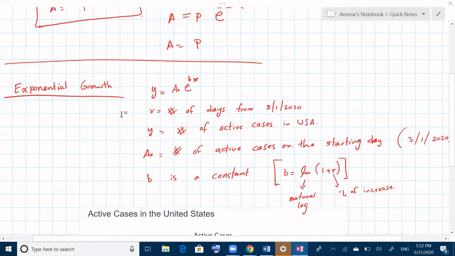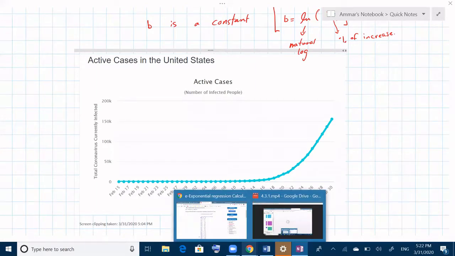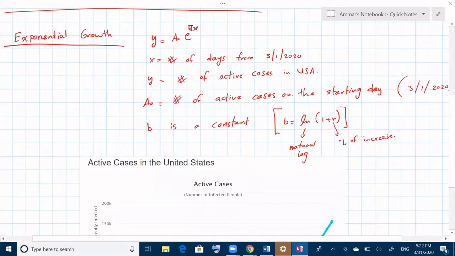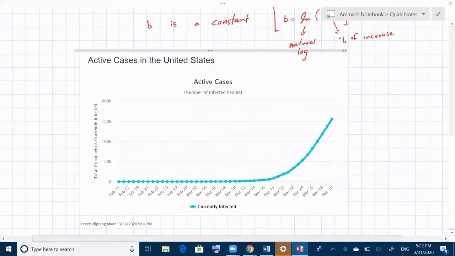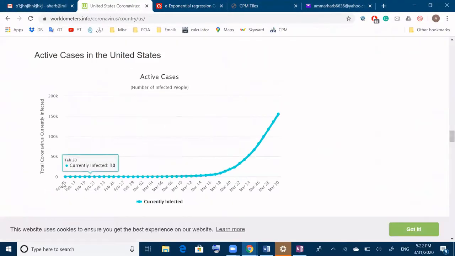This doesn't matter. For this relation, we need to determine A and B, or A sub 0 and B. These are constants. We need to find them. And I have this picture from the Worldometer website. From this picture, I can get the data I need in order to find A and B for this exponential relation.